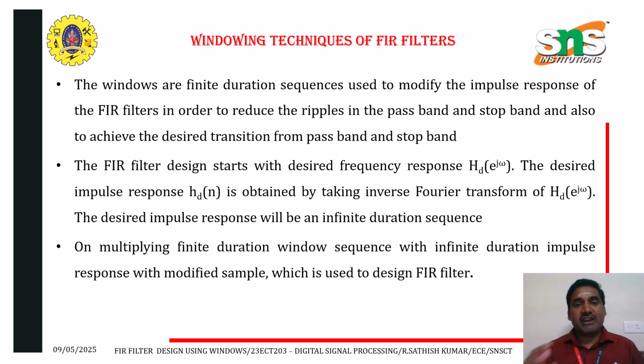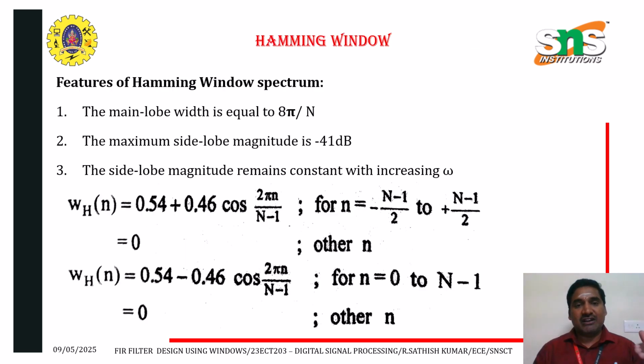The windows are finite duration sequences used to modify the impulse response of the FIR filter in order to reduce the ripples in the pass band and stop band, and also achieve the desired transition from pass band to stop band. The FIR filter design starts with the desired frequency response HD of e power j omega. The desired impulse response HD of n is obtained by taking the inverse Fourier transform of HD of e power j omega. The desired impulse response will be an infinite duration sequence. On multiplying the finite duration window sequence with the infinite duration impulse response, we get the impulse response used to design the FIR filter.